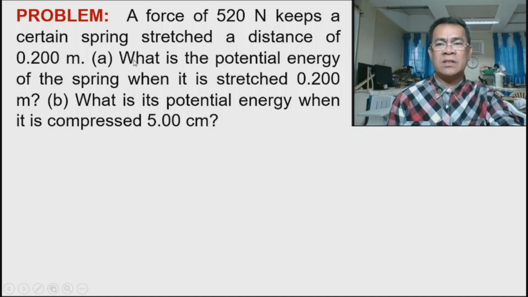Now the question asks: what is the potential energy of the spring when it is stretched at 0.2 meter? Letter B: what is its potential energy when it's compressed 5 cm? 5 cm is 0.05 meter. So you are reducing the displacement, and most probably the energy should be less.